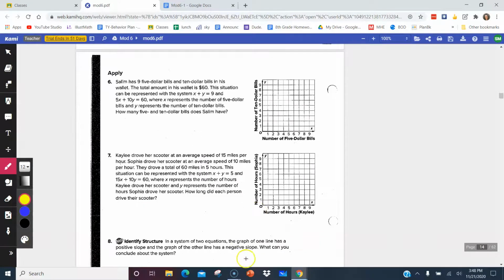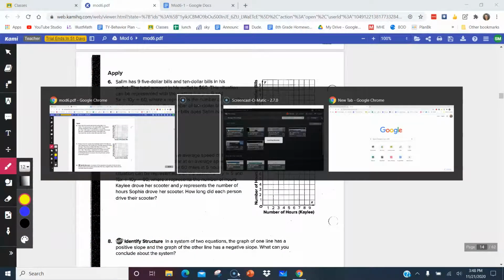Once I can figure out how to turn this off, I'll turn it off. I think. Okay, this is embarrassing. This always happens to me.